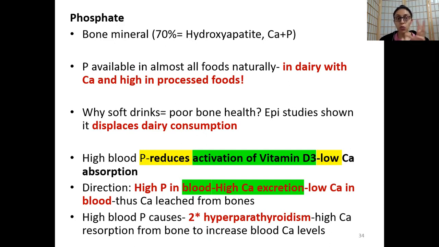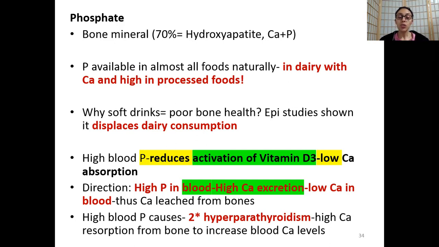All right, so now guys, what is the function of phosphorus? When you have a high blood phosphorus level, an excessive amount of phosphorus in your blood, this will reduce the activation of vitamin D. And when your vitamin D is not active, this will not trigger the absorption of calcium from the intestine into the blood. Therefore your blood calcium level will be low.